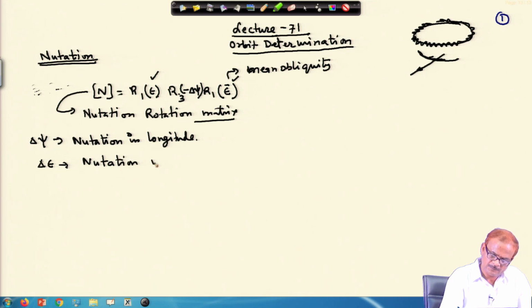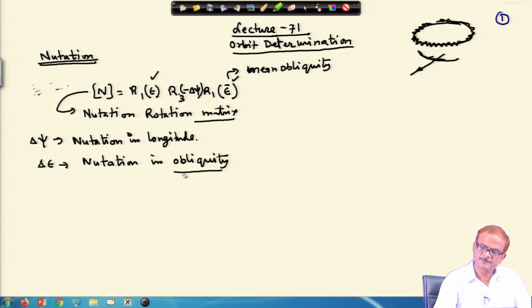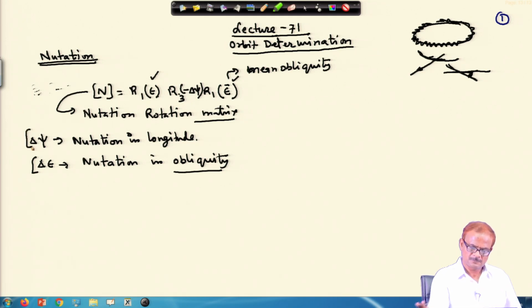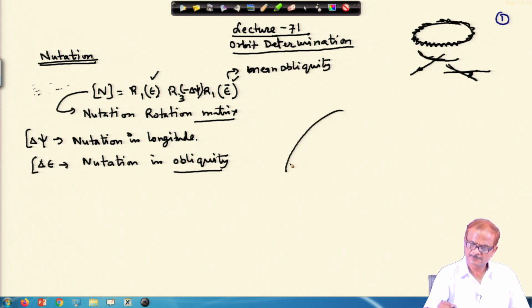Nutation in obliquity, that means the inclination of the equator with the ecliptic, this changes. So this is modeled as delta epsilon. To model the nutation, we go on to the next page.